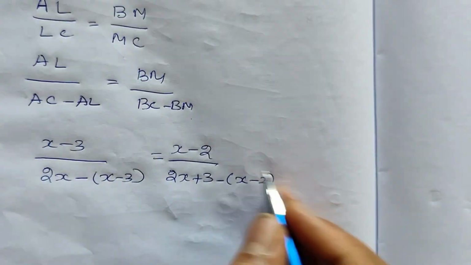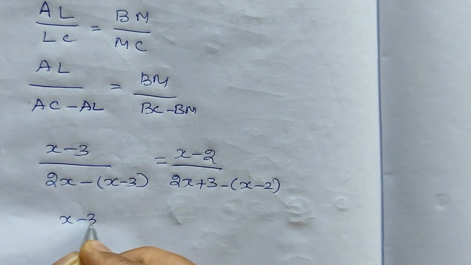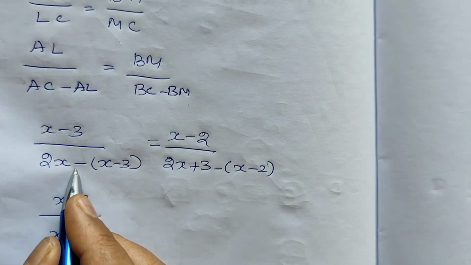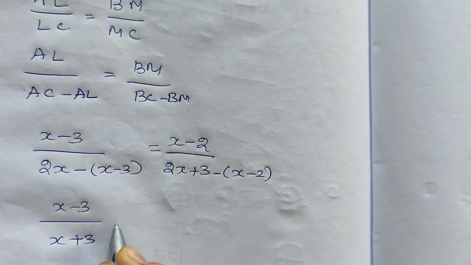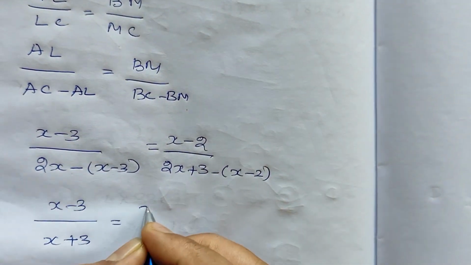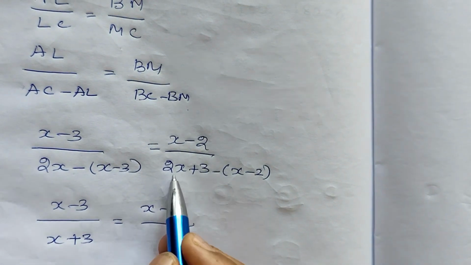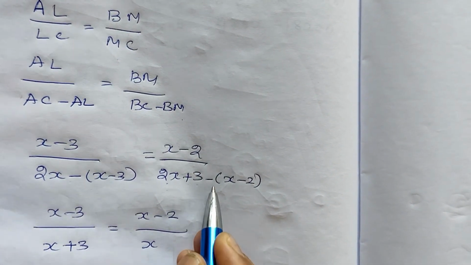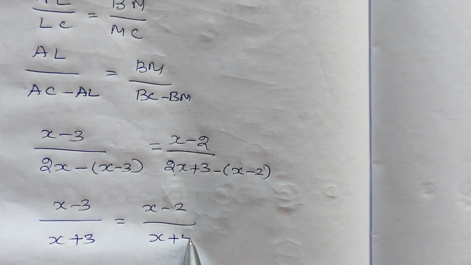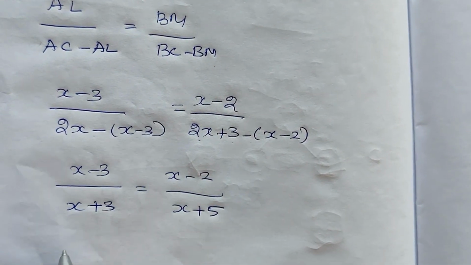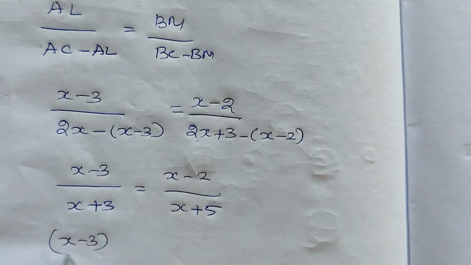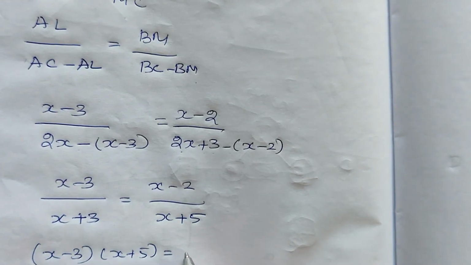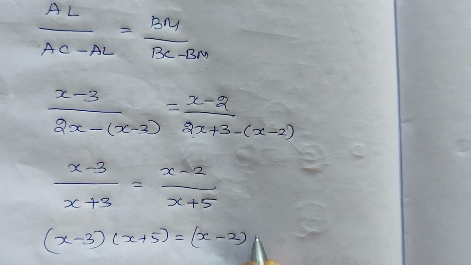Now you have to simplify. We get x minus 3 divided by 2x minus x, therefore this is x. Then minus minus becomes plus, so x plus 3. Here it is x minus 2 divided by x plus 3 minus x plus 2, which is 5. So x minus 3 over x equals x minus 2 over 5. Next, cross multiplying, x minus 3 into x plus 5 equals x minus 2 into x plus 3.